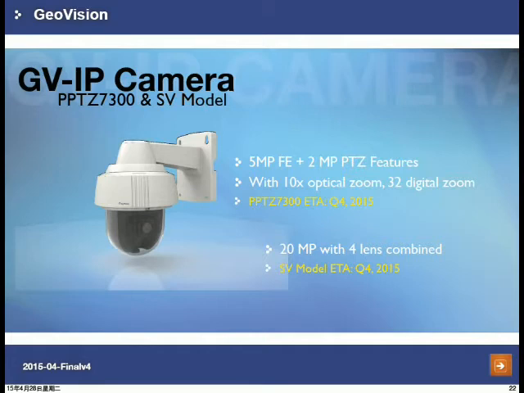This is the PPTZ7300, and the release date is going to be Q4. And then the bottom one is a camera called SV. Basically, there are 4 camera lenses inside the camera, and each lens will support up to 5 megapixels. This camera is also expected to be released in Q4.